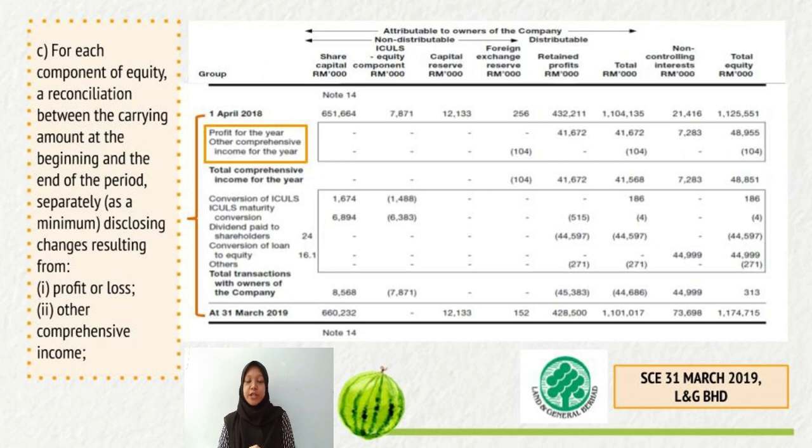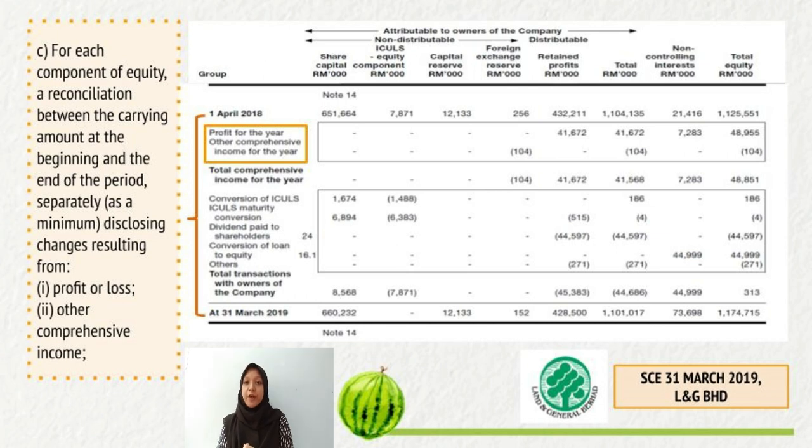The last information according to MFRS 101 para 106C is for each component of equity, a reconciliation between the carrying amount at the beginning and the end of the period, separately disclosing changes resulting from 1. Profit or loss, 2. Other comprehensive income.